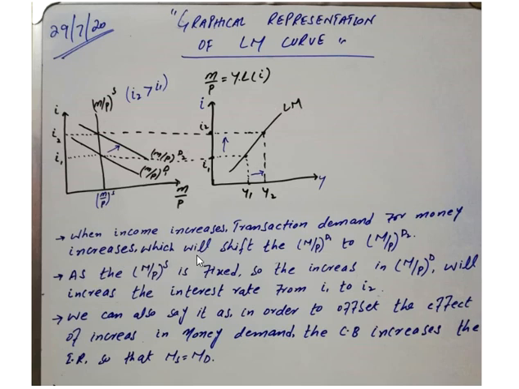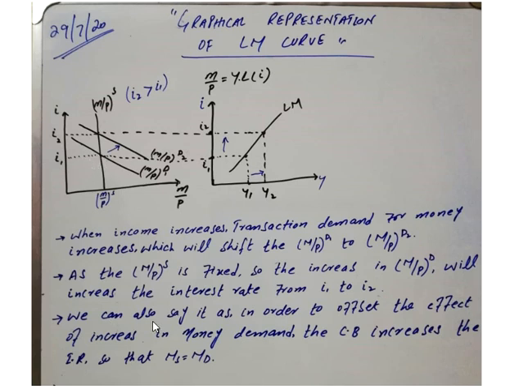As the money supply is fixed, the increase in money demand will increase the interest rate from I1 to I2. We can also say it as, in order to offset the effect of the increase in money demand, the central bank increases the interest rate so that money supply equals money demand. When the central bank wants to bring the money demand to this point, it will increase the interest rate, so the money supply and money demand will be in equilibrium again at this point.